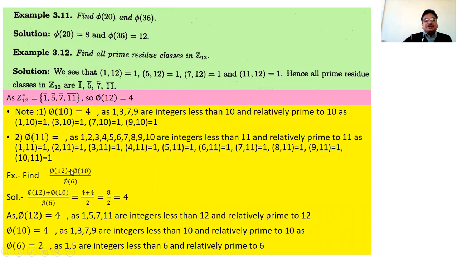Then the question is: find phi 12 plus phi 10 divided by phi 6. Phi 12 is 4, phi 10 is 4, phi 6 is 2, and then 8 by 2 is 4. Why is phi 12 equal to 4? Because 1, 5, 7, 11 are integers less than 12 and relatively prime to 12. Why is phi 10 equal to 4? Because 1, 3, 7, 9 are integers less than 10 and relatively prime to 10. Why is phi 6 equal to 2? Only these two integers are less than 6 and relatively prime to 6. And so we have the answer 4.